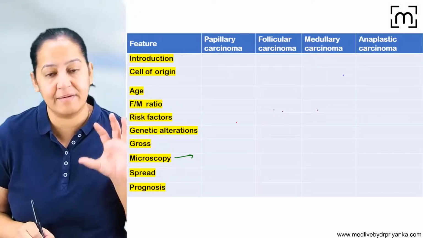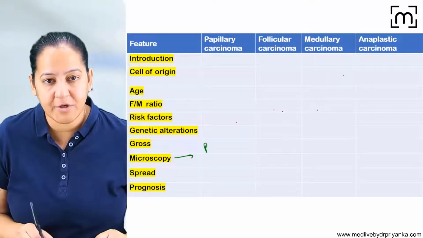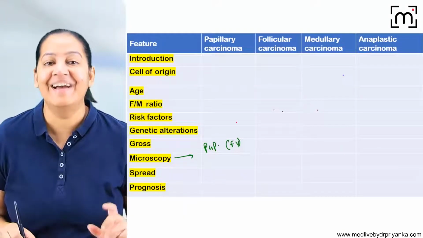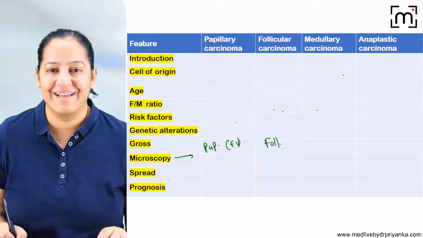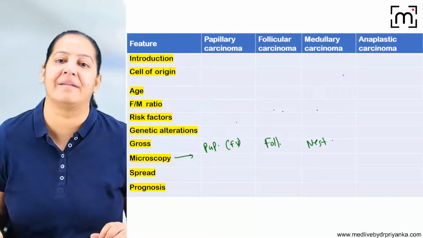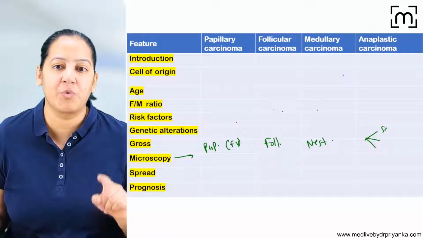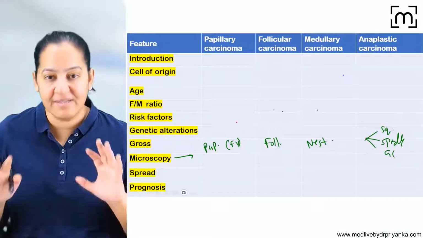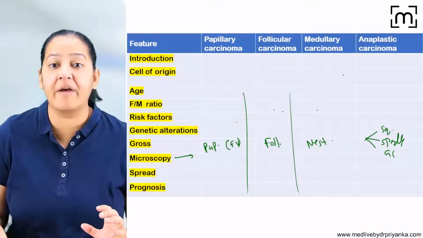So papillary, tell me the arrangement. Here the tumor cells are arranged in papilla with a fibrovascular stalk at the center. Here the tumor cells are arranged in follicles. Here the tumor cells are arranged in a nesting pattern, and here 3 patterns are observed: squamoid pattern, spindle shaped pattern, and giant cell pattern. First, you have to tell the arrangement.